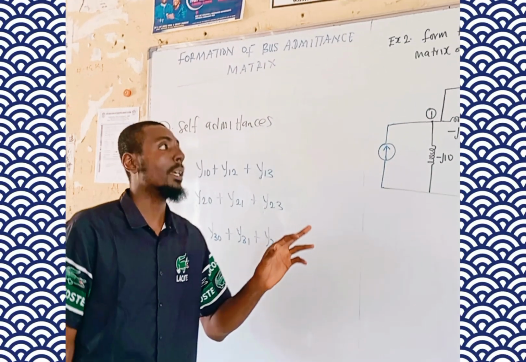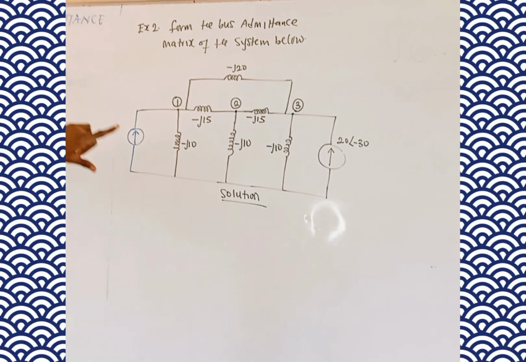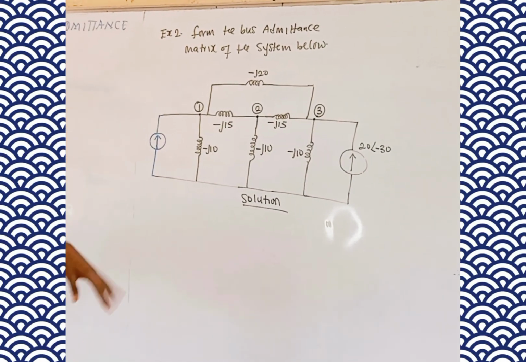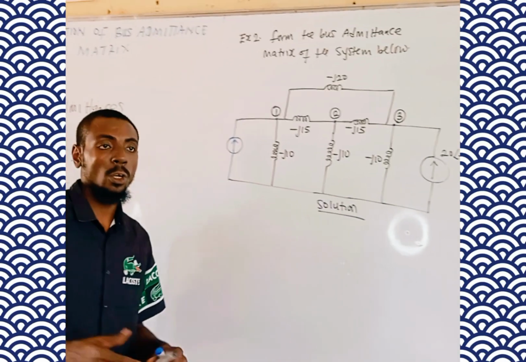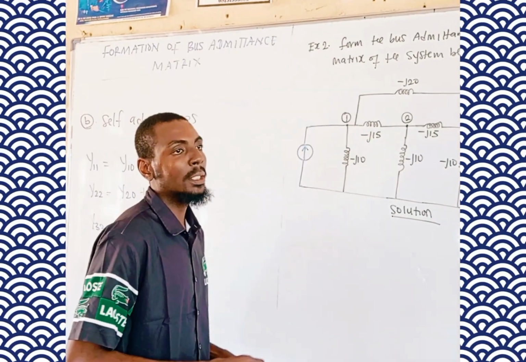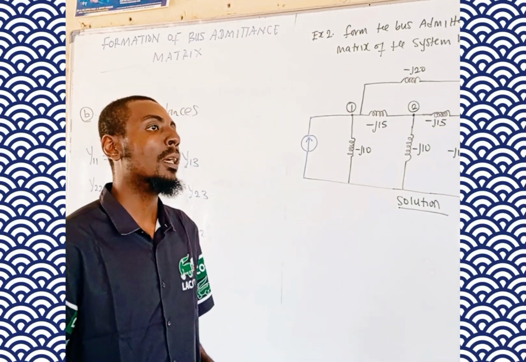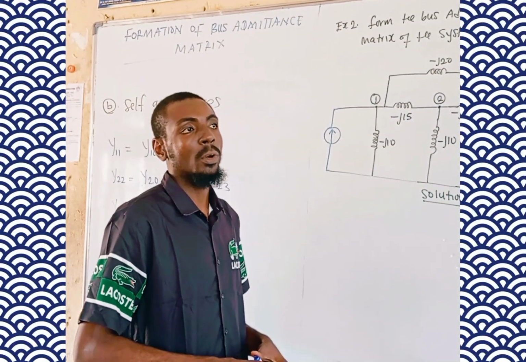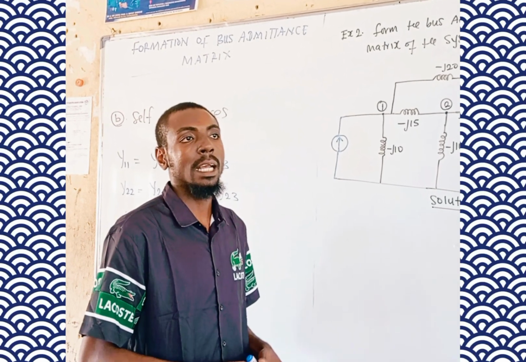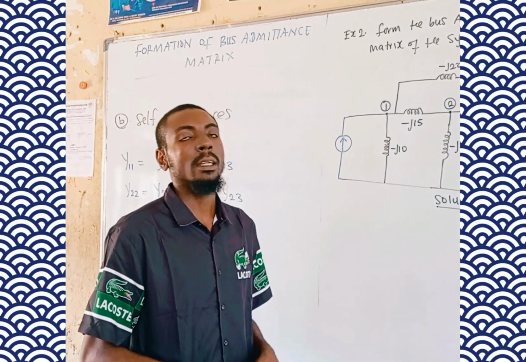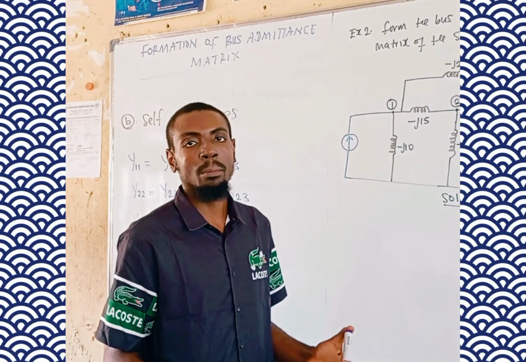Let's look into another example. Form the bus admittance matrix of the system below. That's the system. In computing the bus admittance matrix of a given interconnected power system, the first thing you should bear in mind is to identify the self-admittances as well as the mutual admittances. After that, you draw out the Y bus.